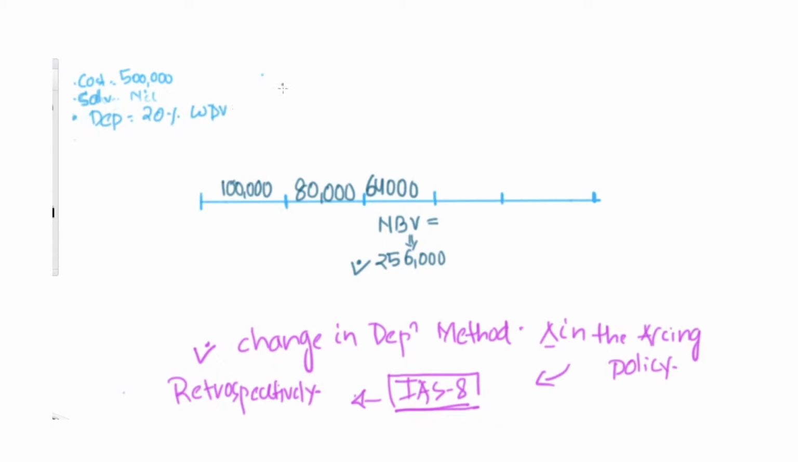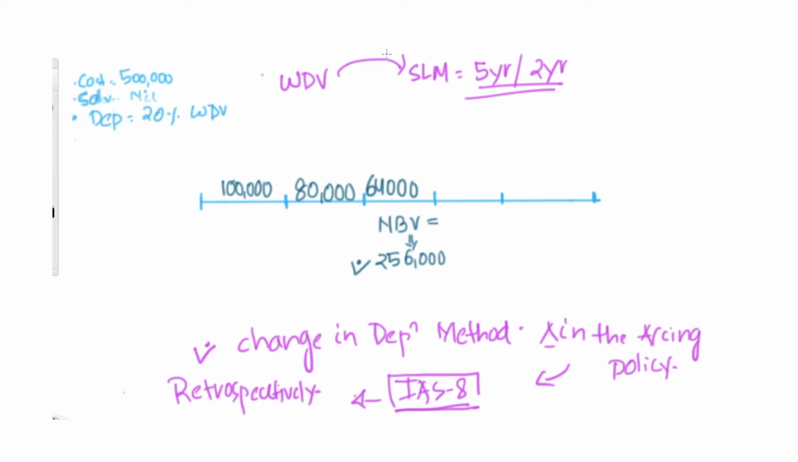Now, I just want to frame an example, to explain the entire concept through an example. Think about a property, plant, and equipment whose cost is $500,000. We don't have any salvage value, and the depreciation is 20% written down value method that the entity is following. So after the end of third year, they want to change from WDV to straight line method. Assume that the total useful life of the asset is 5 years and the remaining useful life is 2 years without any salvage value.